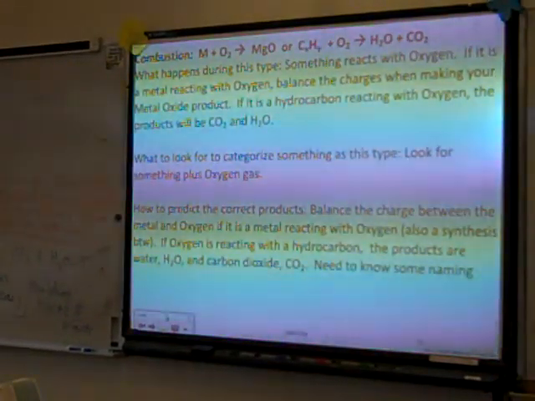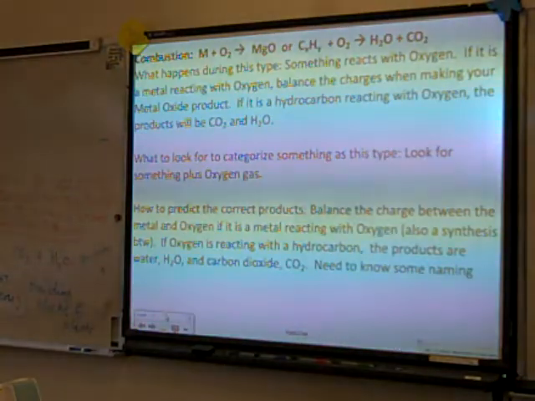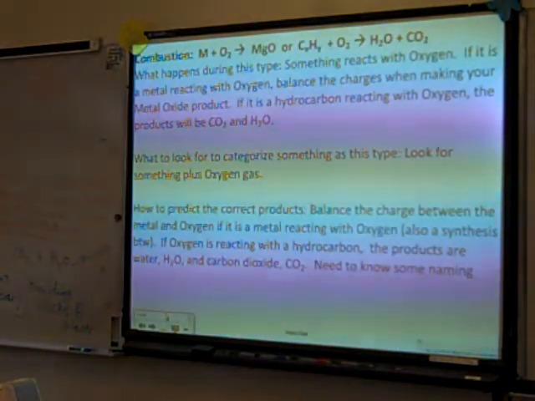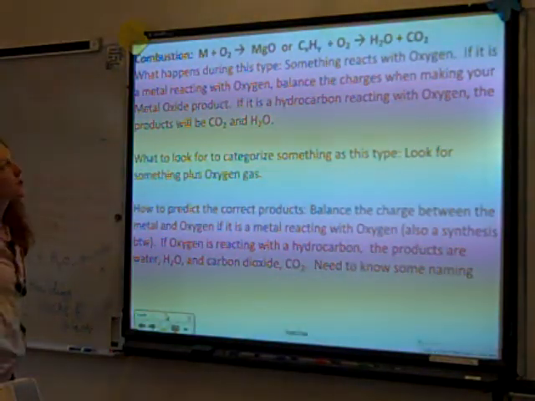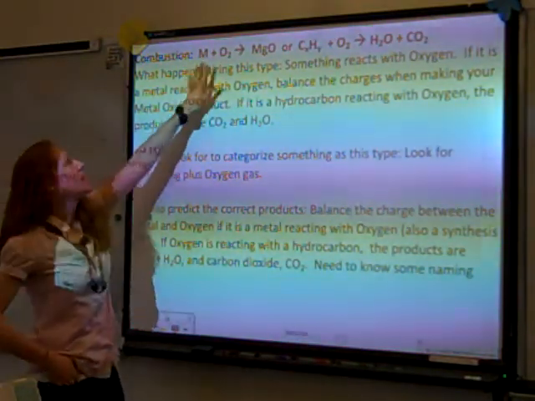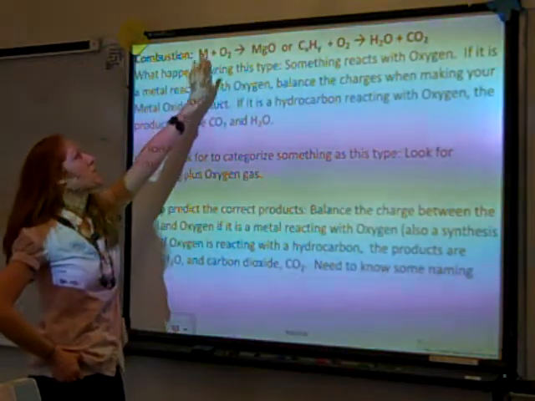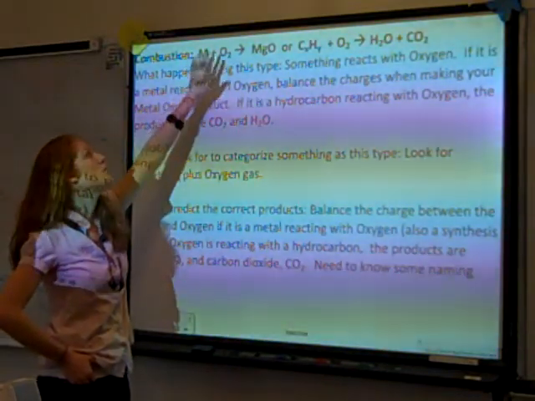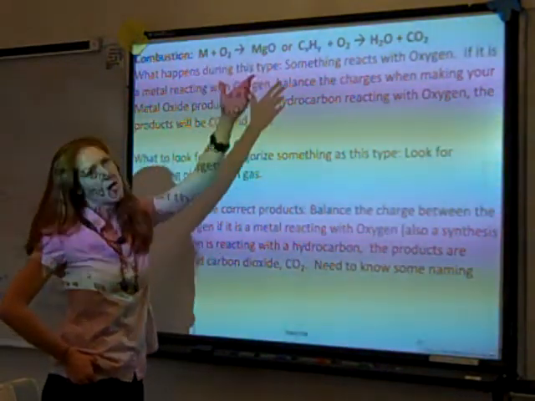This next type is pretty easy too. These are combustion. Combustion just means reaction with oxygen, reaction with O2. And there's two types of combustion that we're going to have. One is a type of synthesis. So something plus O2. It's almost always a metal plus O2, and you just make one compound.